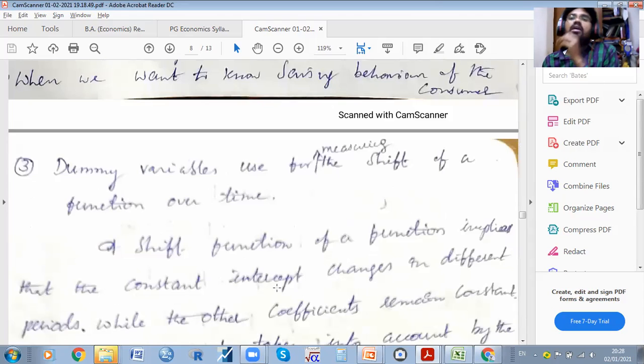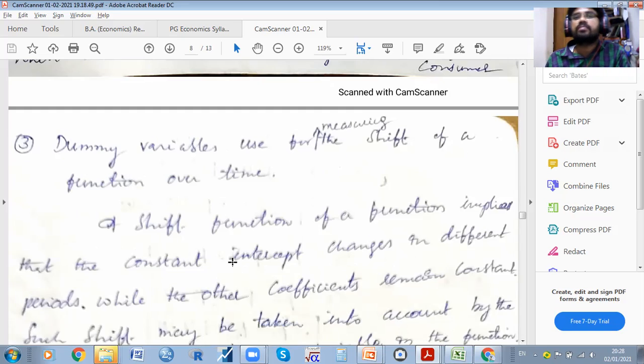And third, dummy variables are used for measuring the shift of a function over time. For example, during a shift in the time season, we can use them for the shifting purpose also. As I told you, from a normal period to a festival period.